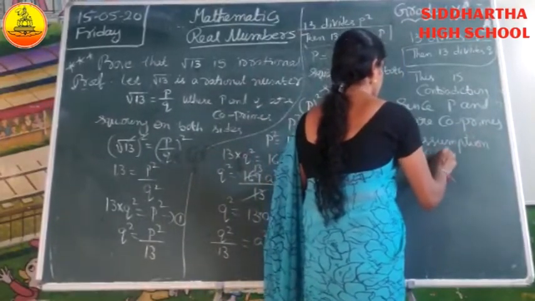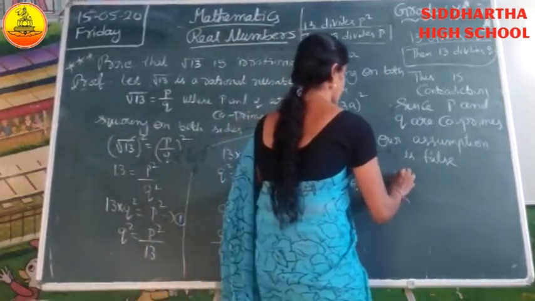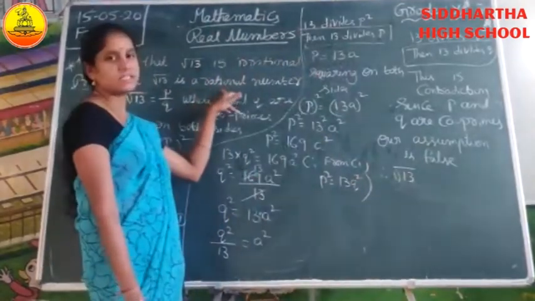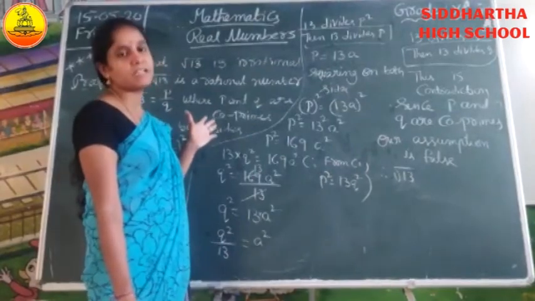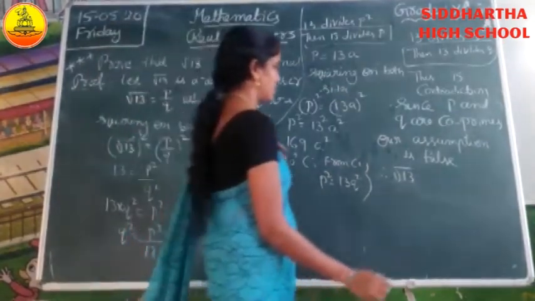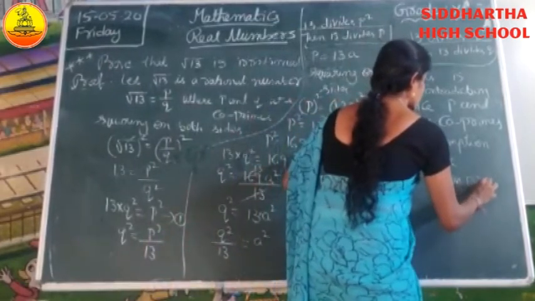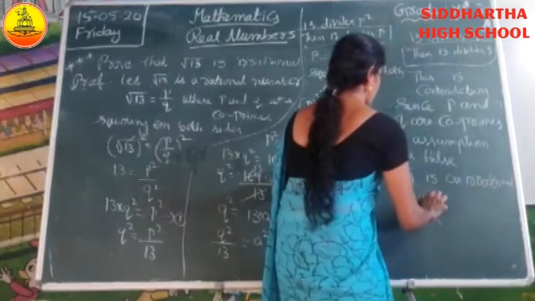Our assumption is false. Therefore, what is our assumption? We thought that root 13 is a rational number. So it is false. If it is not a rational number, compulsorily it is an irrational number. Therefore, root 13 is an irrational number.